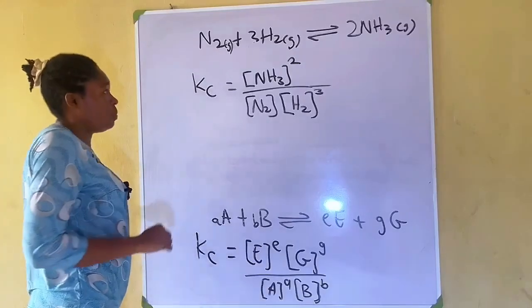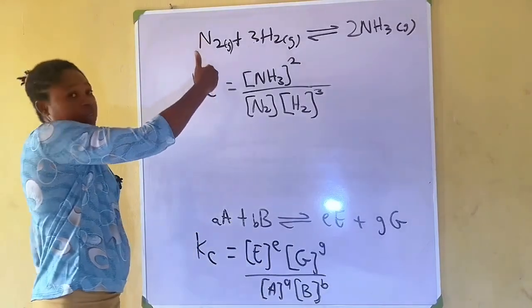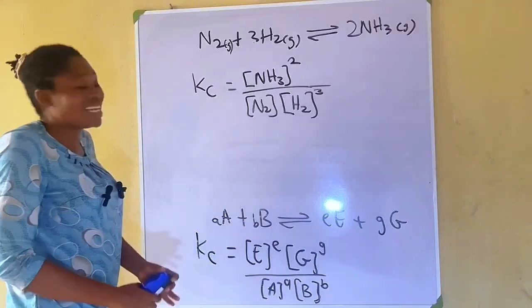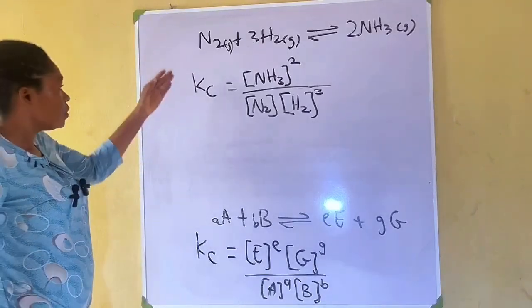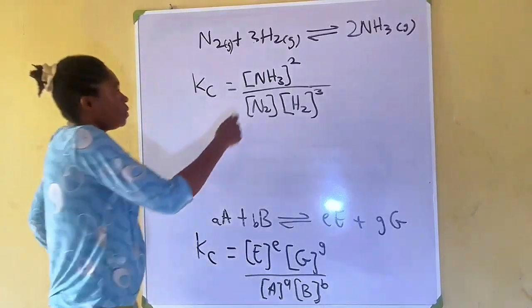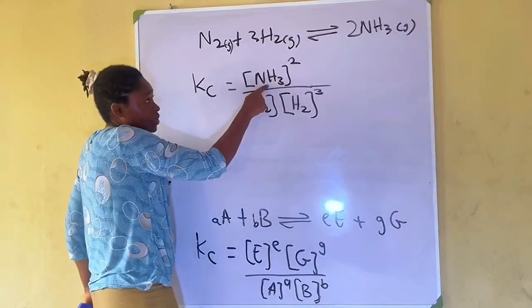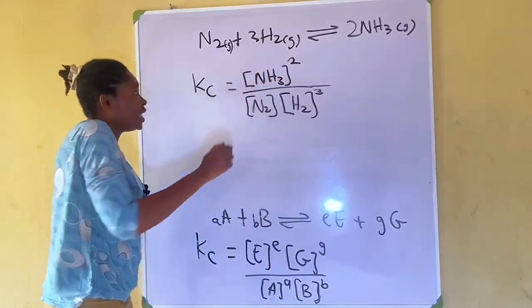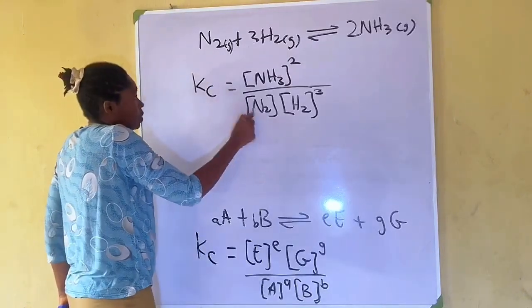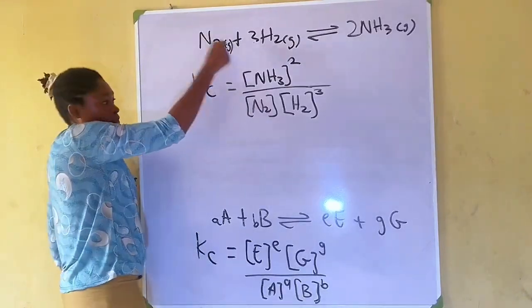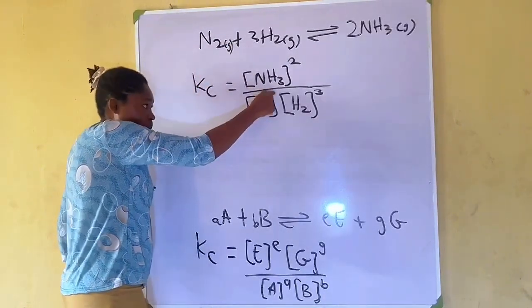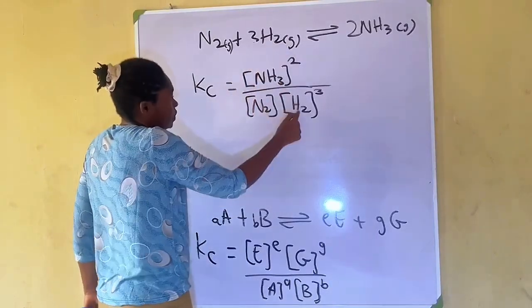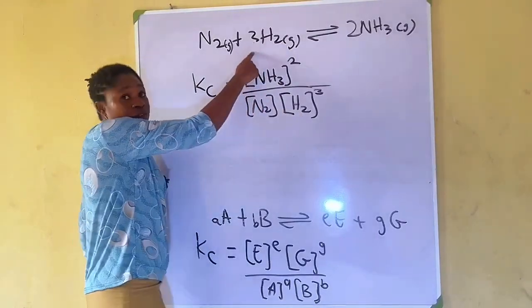Let's look at this equation on the board: the reaction of nitrogen reacting with hydrogen to give ammonia. We write an equilibrium constant for the reaction. In this case, the product is ammonia, raised to power 2, which is its coefficient. Then the reactant nitrogen, the coefficient is 1, and anything raised to power 1 is just that thing. Then hydrogen, H2, raised to the power of its coefficient, which is 3.